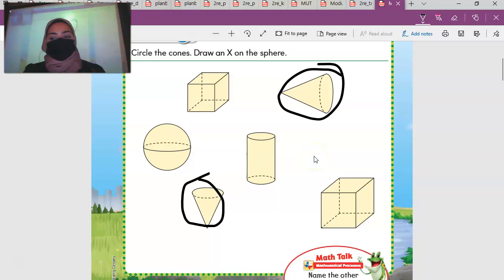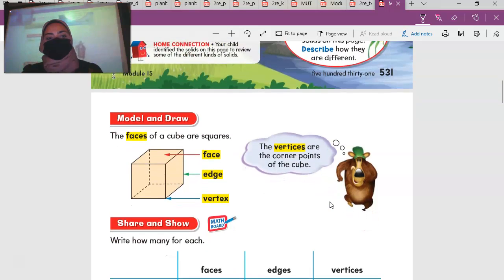Now draw an X on the sphere. Now, a sphere is a ball. That's a sphere. What about this? This is a cube, a cylinder, and a cube. Do I do anything to them? No. Let's keep going.